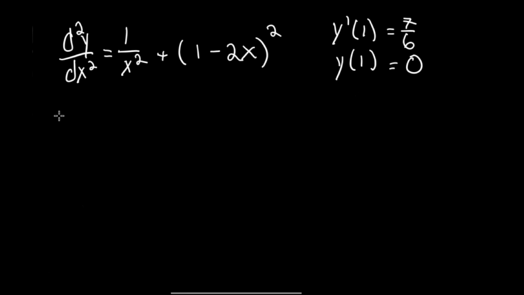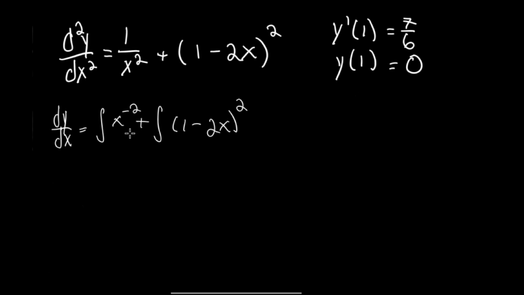So dy over dx is going to be equal to the integral of this, and actually I will separate this out into 2 separate integrals. Another thing I'm going to do is not have an x value in the denominator, but rather write it as a negative exponent. So we'll have the integral of x to the negative 2, plus the integral of 1 minus 2x squared, and I forgot the dx, so dx.